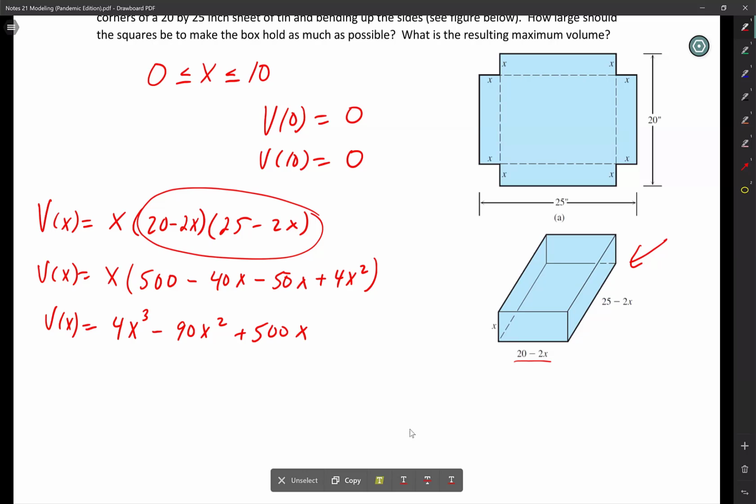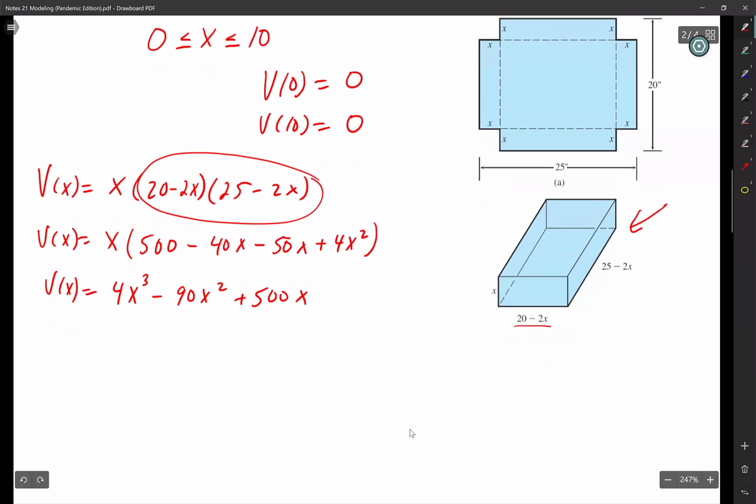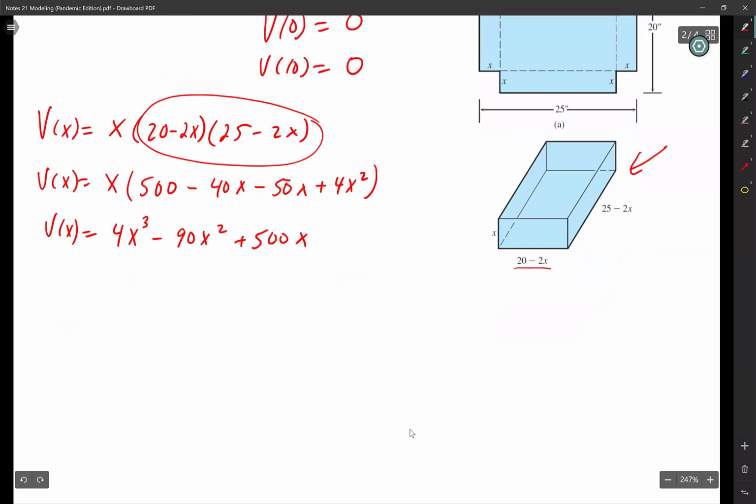This is what I want to maximize. This is what I'm going to take a derivative of. So here we go. V prime of x equals 12x squared minus 180x plus 500. Equal that to 0.